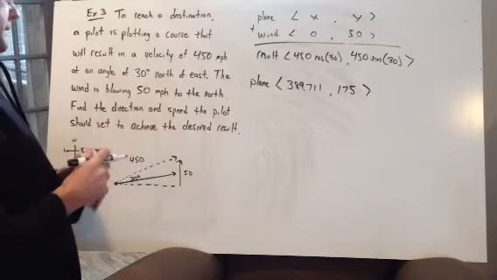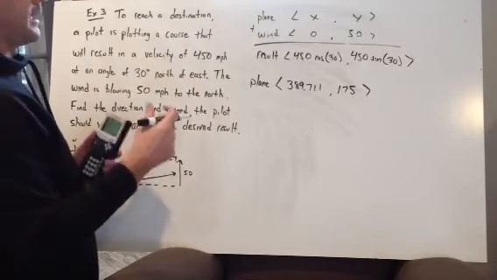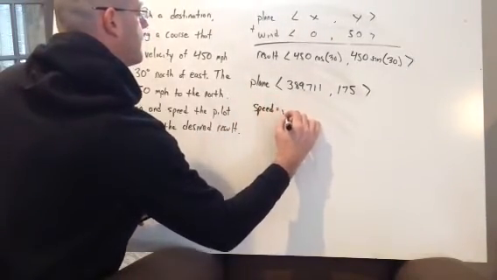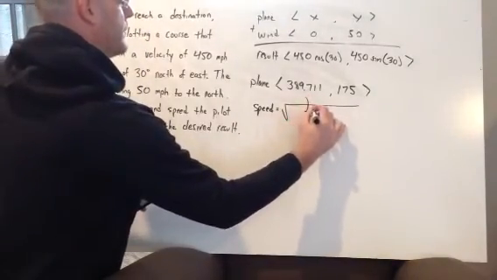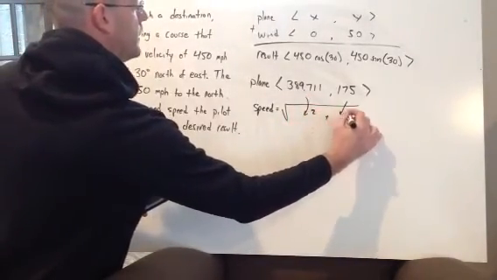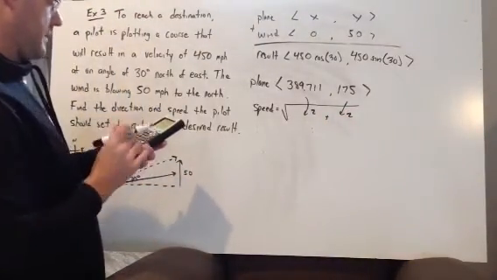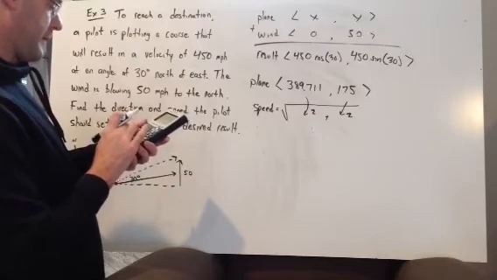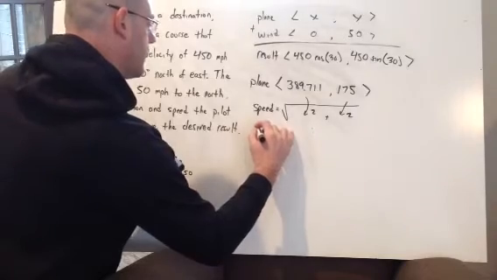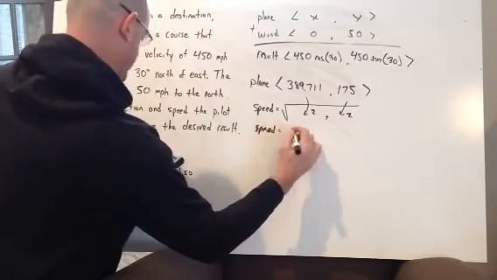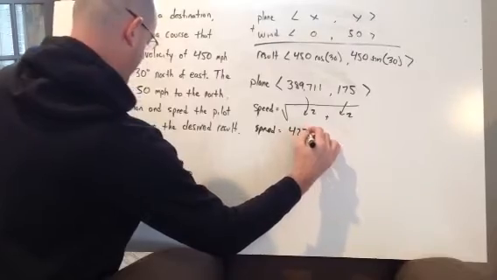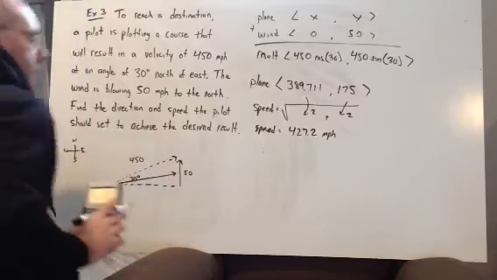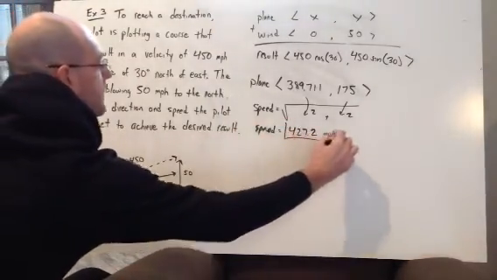So if I want the actual speed and direction, speed is going to be the magnitude. So the square root of my horizontal squared plus my vertical squared. So let's see what we get. 389.711 squared plus 175 squared. My speed is actually 427.2 miles an hour.